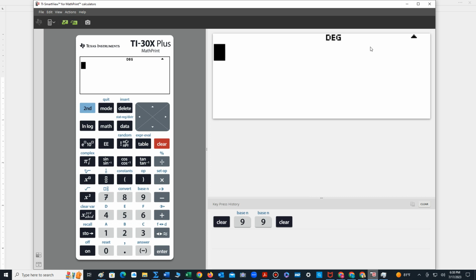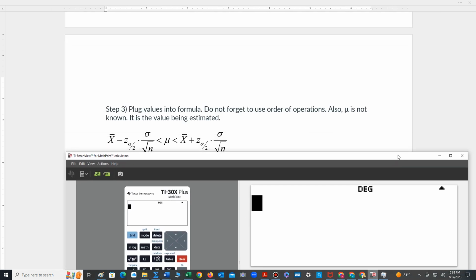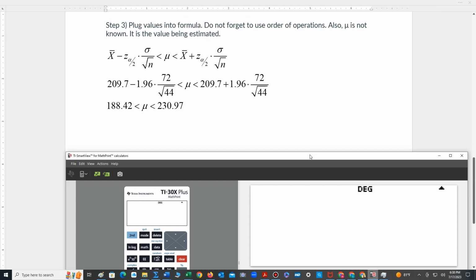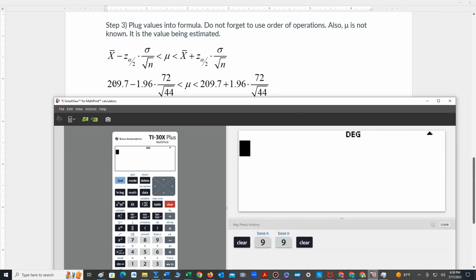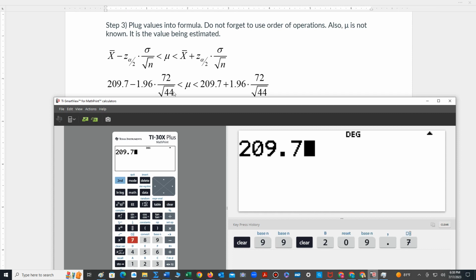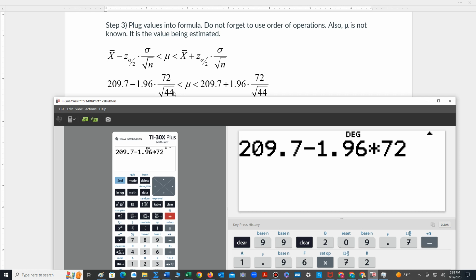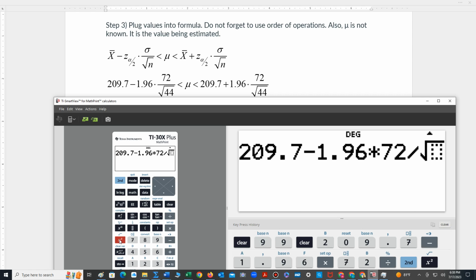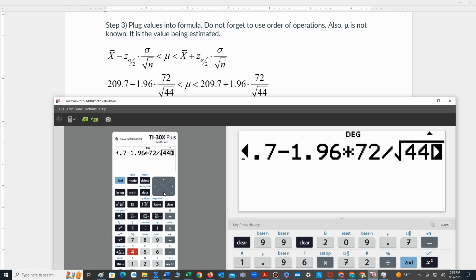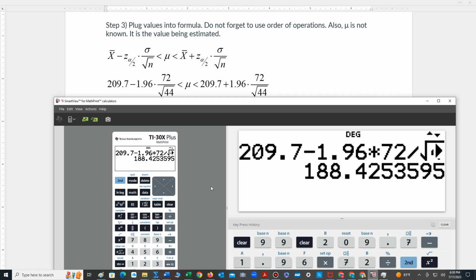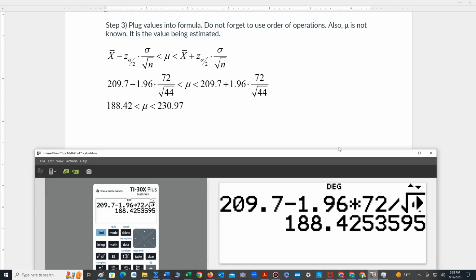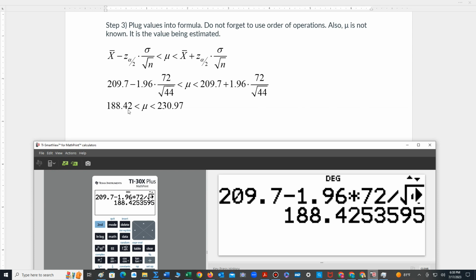So what I typically do is I just type it all in. Let's move this up. So I focus on the left side first. I type that in. 209.7 minus 1.96 times 72 divided by the square root of 44. And then I select enter and I get the value, 188.42. So that's the left endpoint.